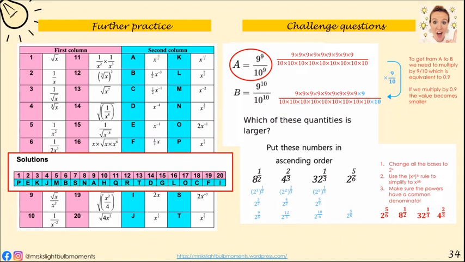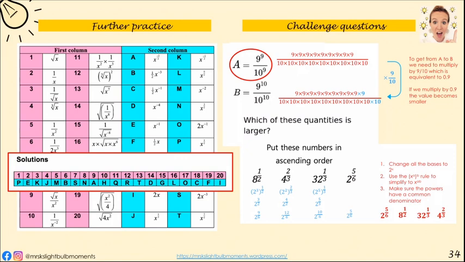With the second challenge question, this is a tricky one and it's involving changing the bases. So I'll just go through the first one, 8 to the power of a half. Now you can see we're trying to compare 8, 4, 32 and 2. Hopefully you spotted they're all powers of 2. 2 times 2 is 4, times 2 again is 8, times 2 again is 16, times 2 again is 32. So we've got to make them all base 2.